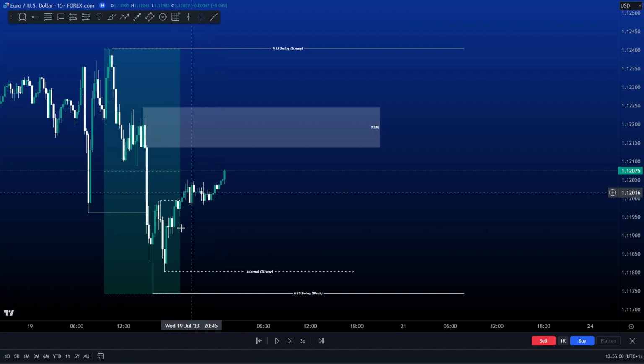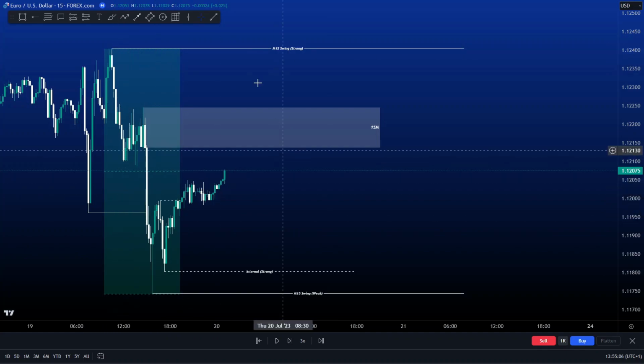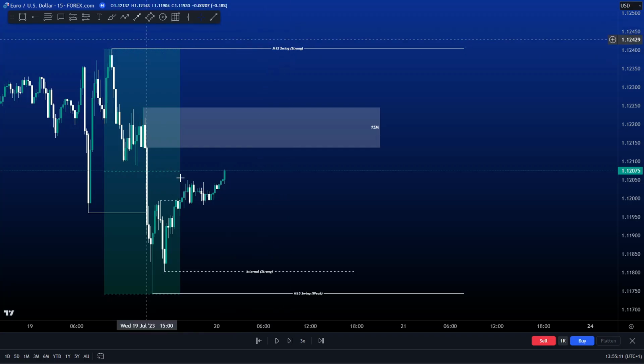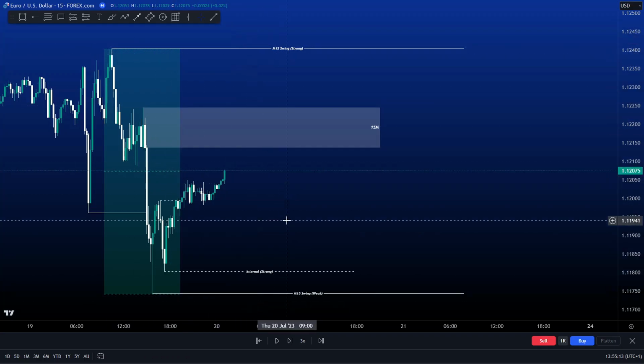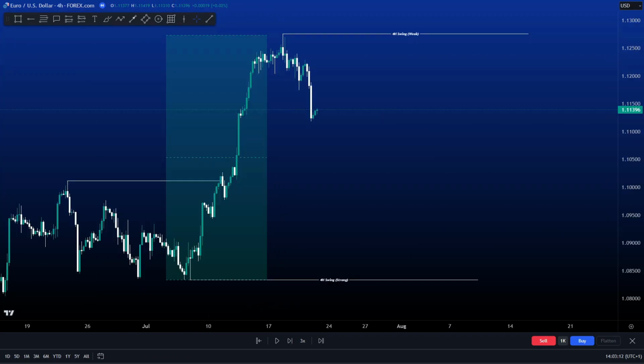The internal structure is for us just to know when pullbacks are happening on the different time frames. So on the 4 hour, when we want to know when an internal pullback is happening on the 4 hour, we move down to the M15 and see what our swing structure is doing. So I hope that's helped you to understand market structure a bit easier.